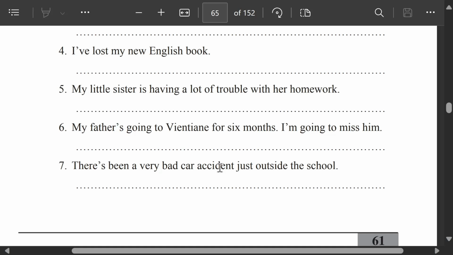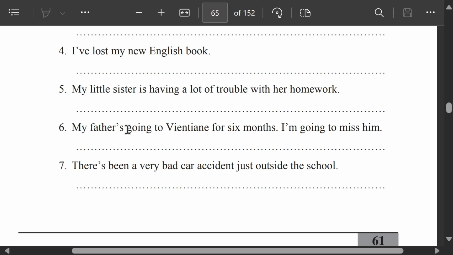So here, my father is going to Vientiane. This one is "my father is going," right? Yeah, you have ing and the verb to be. So what is this? Present continuous. Something happening right now.